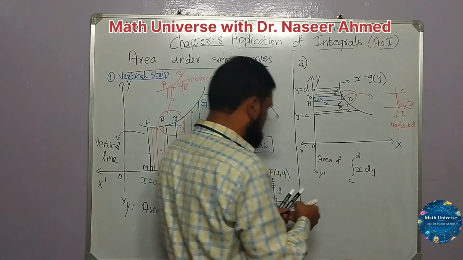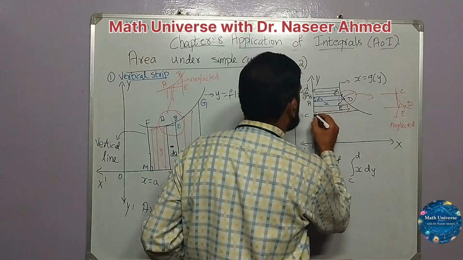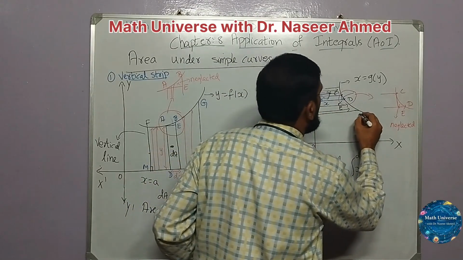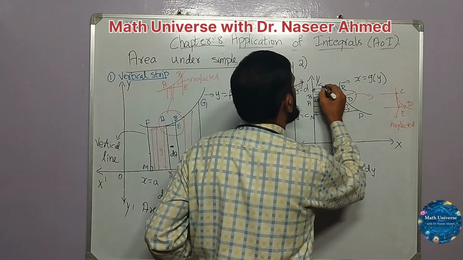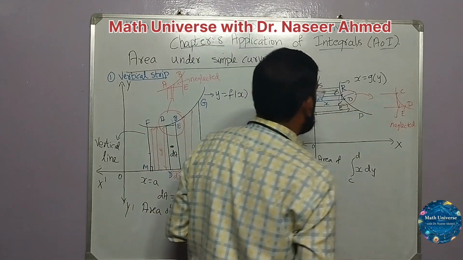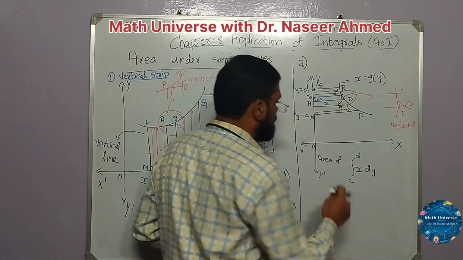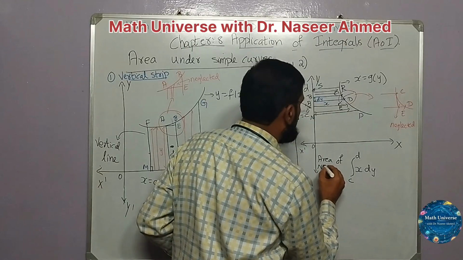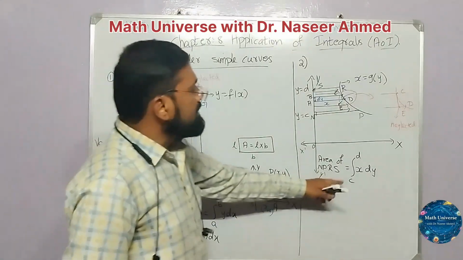Let us name this with some other color. So A, B, C, D is mentioned. Let me give some other letters. M is done. So N, P, R, and this is S. So N, P, R, S. The area is given by: area of N, P, R, S is given by integration C to D of x dy.